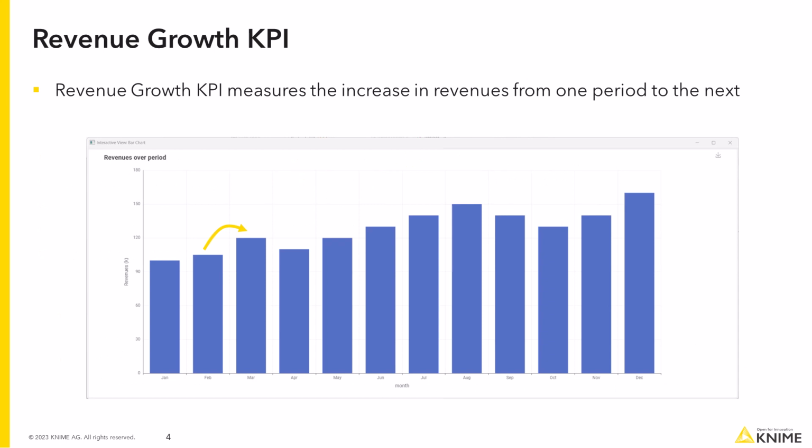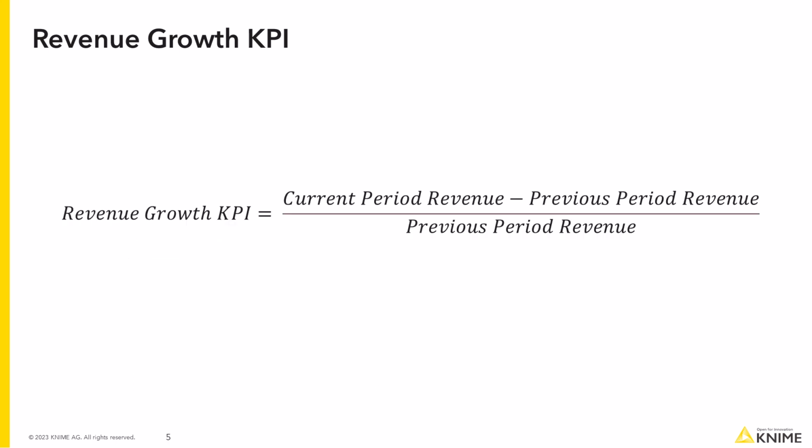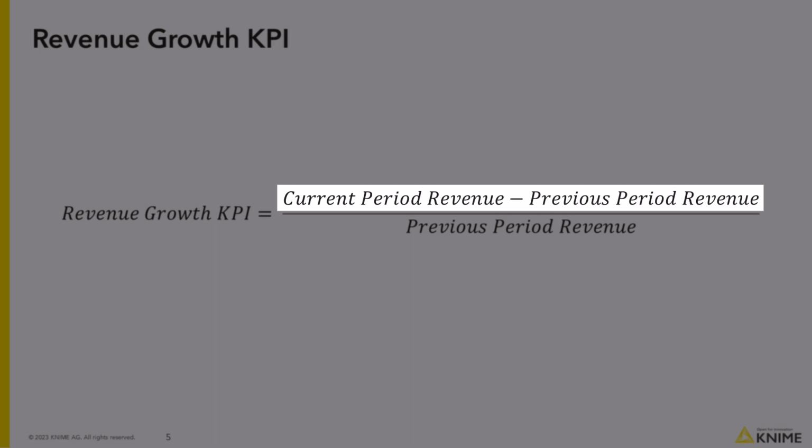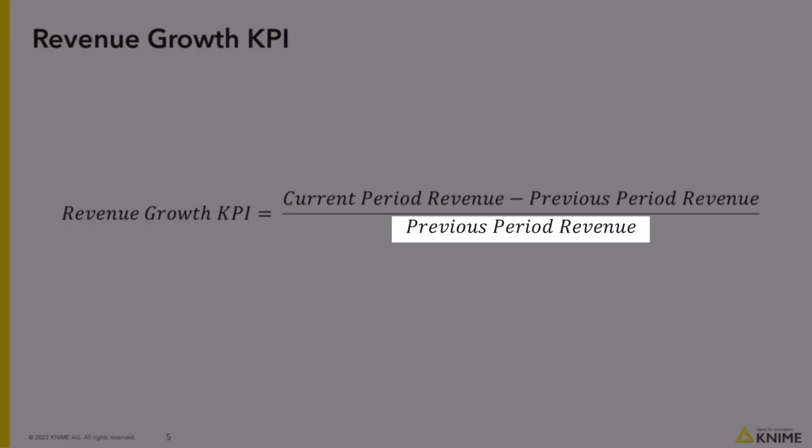The Revenue Growth KPI measures the increase in revenues in a business from one period to the next. The period could be month, quarter, or even day. The revenue growth rate is defined as the difference in total revenues between the current period and the previous period, divided by the total revenues in the previous period.